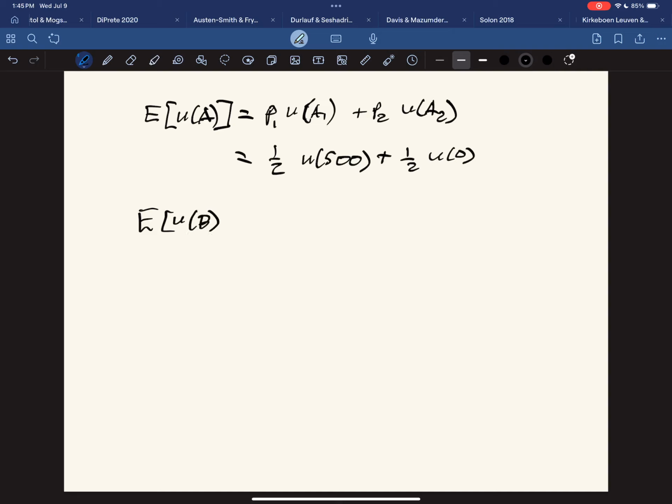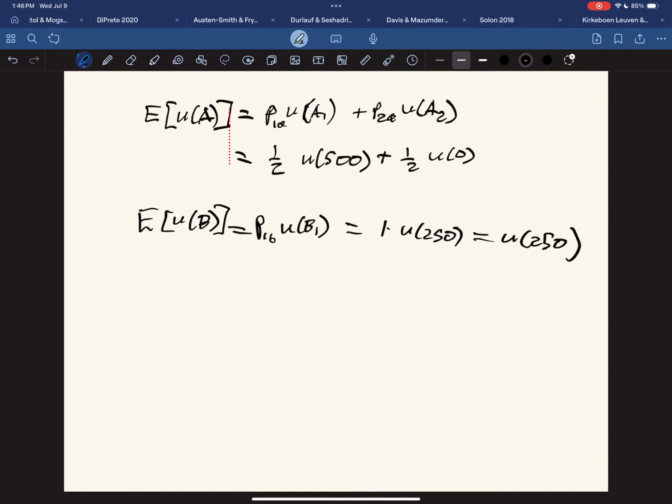And then the expected utility of lottery B is equal to P1 U of B1. Now notice there is no second option here. I suppose we can call them P1A, P2A, where this is the odds that B takes on value B1. Now B only takes on one value, and that's 250, right? So that's just equal to 1 times U of 250, which is equal to U of 250.